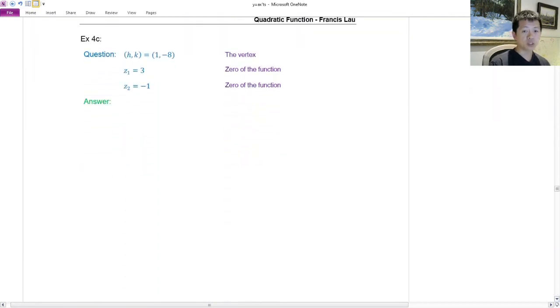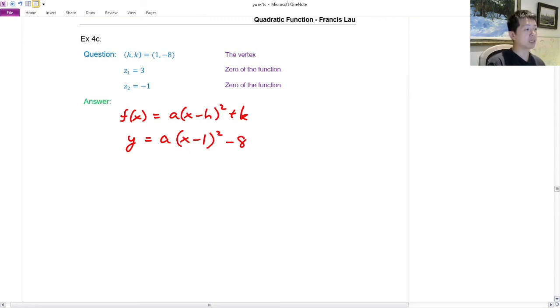Now, if we use the standard form, how does it look? Because we are given the h and k, we can actually use the standard form, right? So f of x equals a times (x minus h) squared plus k. I have y equals, so we replace f of x with y, a times (x minus 1) squared minus 8, because h is 1 and k is 8 with a minus sign.